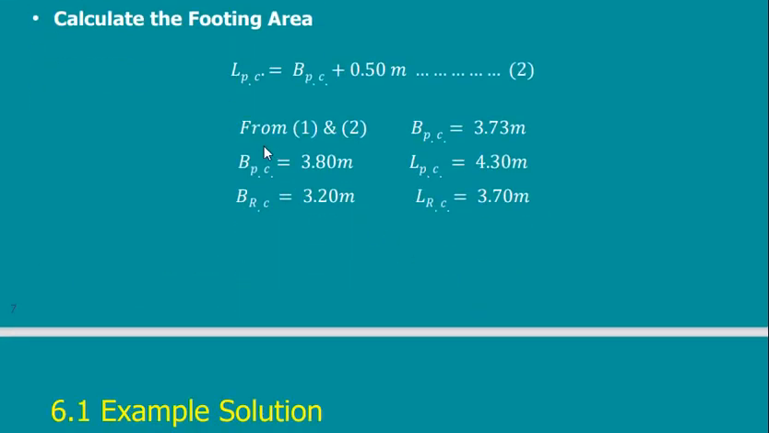So based on knowing B and L for the plain concrete, I can just subtract the thickness, 30 centimeters. 30 from this side and 30 from this side is 60 centimeters. Subtract 60 centimeters from 3.8, you get 3.2. Subtract 60 centimeters from here, you get 3.7. So you get all the dimensions now. You get the dimensions of the plain concrete and the reinforced concrete.